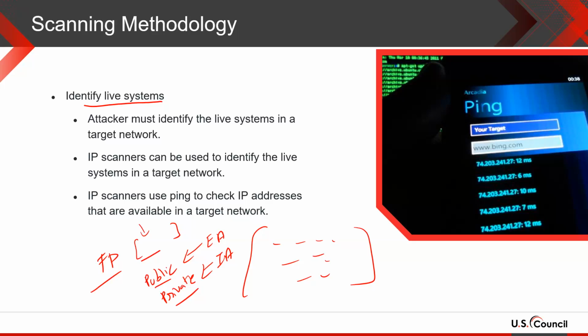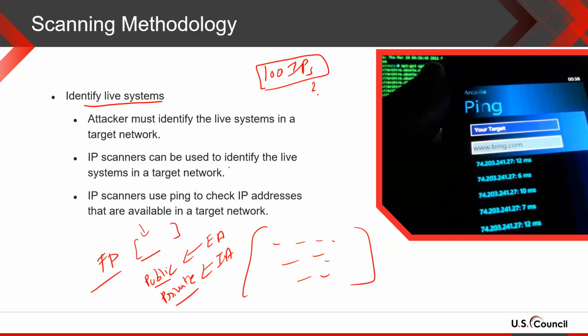Here, the first step for a hacker in the scanning phase is to identify how many of these IP addresses are live. Let's say you have seen that the company has some 100 IP addresses. From these 100 IP addresses, how many are actually in use? Are they using all the 100, or are they only using 5 or 10 or say 20? How many are actually being used? That's the first thing that we'll try to identify.